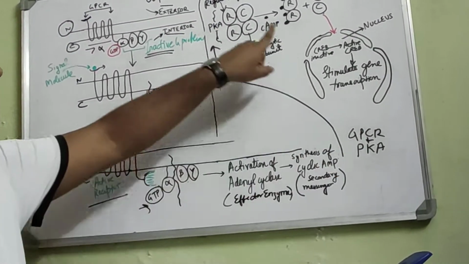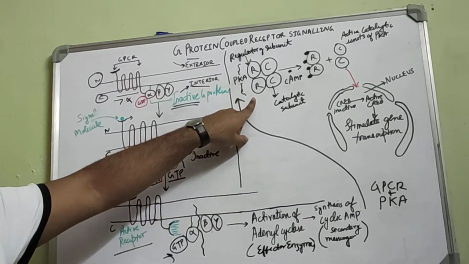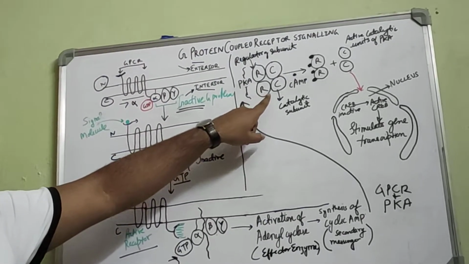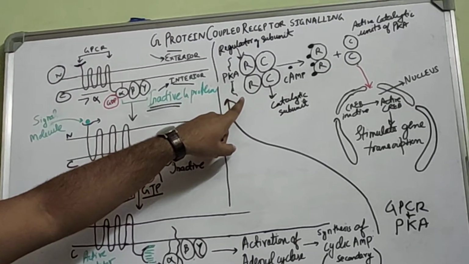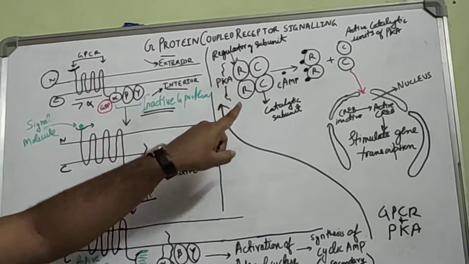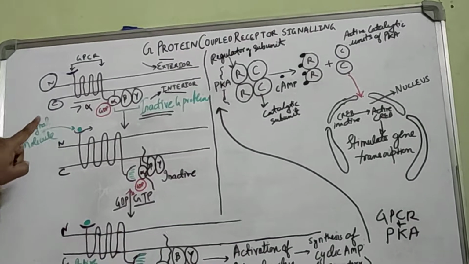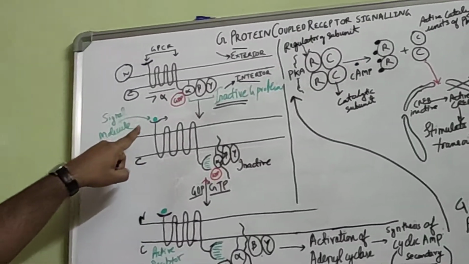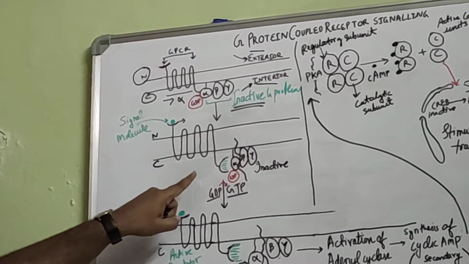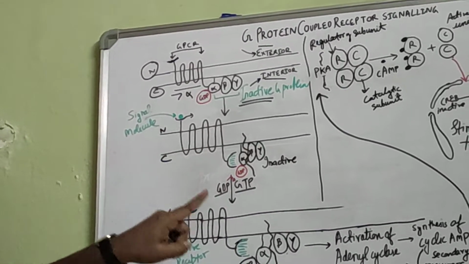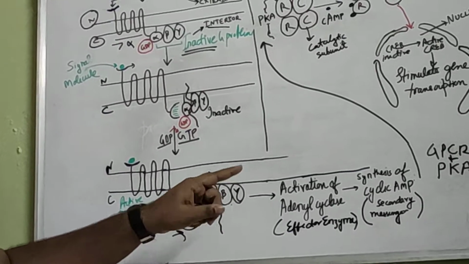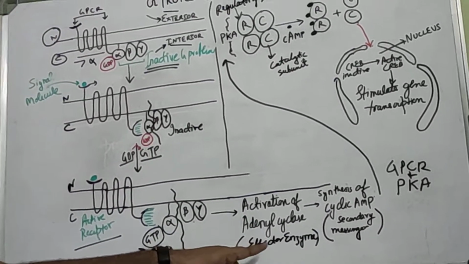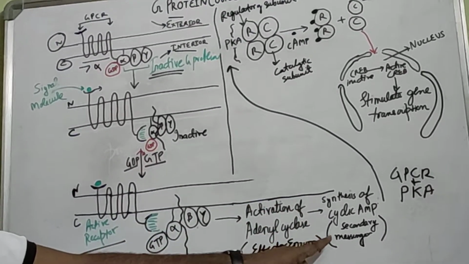Now this protein kinase A, also known as PKA, consists of two domains. One is the regulatory domain, the other one is the catalytic domain. Initially both the domains are joined and they are in the inactive state. When the signaling molecule comes, it attaches to the N-terminal and induces the conformational change. The alpha subunit and the beta gamma subunit separate. Beta gamma subunit leads to the activation of adenylyl cyclase. It leads to the production of cyclic AMP.